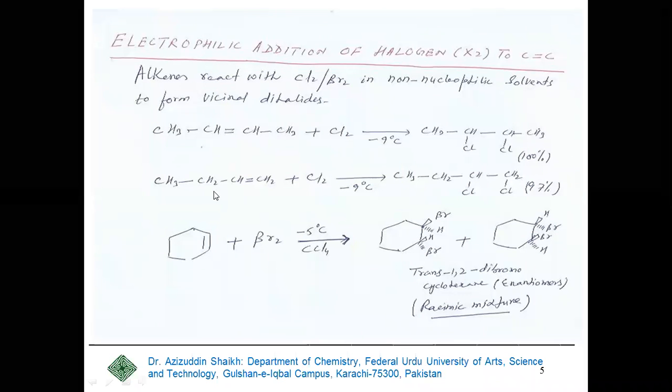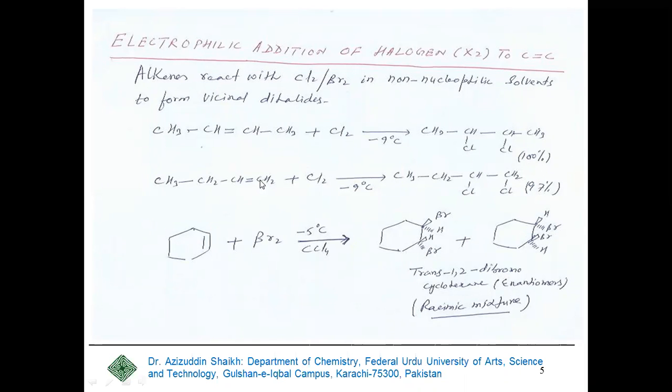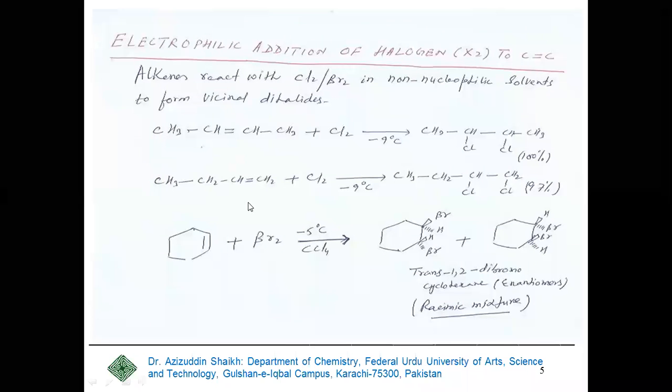Another example: this is 1-butene. This is a symmetrical alkene, and this is an unsymmetric alkene. React with chlorine at a temperature below 0 degrees centigrade. In result, the vicinal dichloride is formed, 97%.